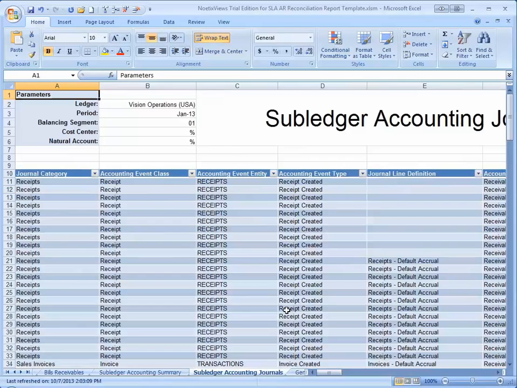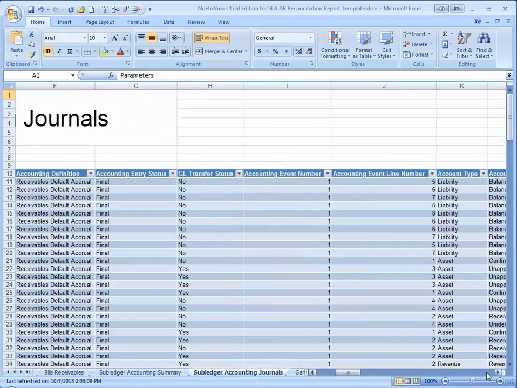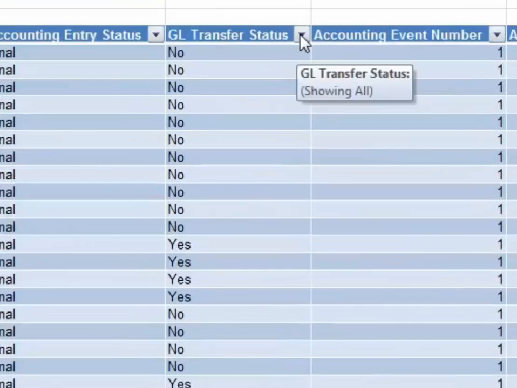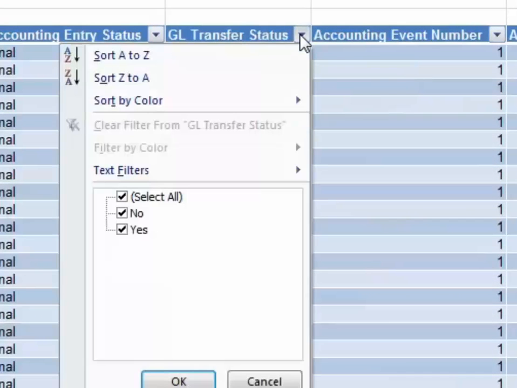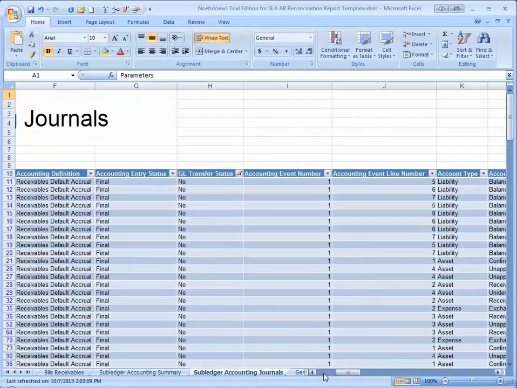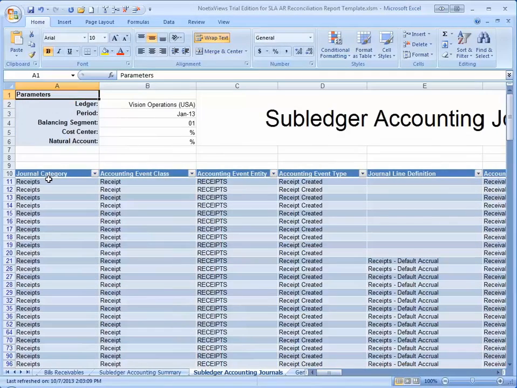The Subledger Accounting Journals tab displays the detailed journal lines that were created by running the accounting on the receivables transactions on the previous tabs. The data on this tab also comes from the SLA Hub Journal Lines view. To find SLA journals that have been accounted but not posted to the GL, see the GL transfer status column. A yes indicates that the journal has been posted and a no means it hasn't. So you can see we have accounted journals that haven't been posted.